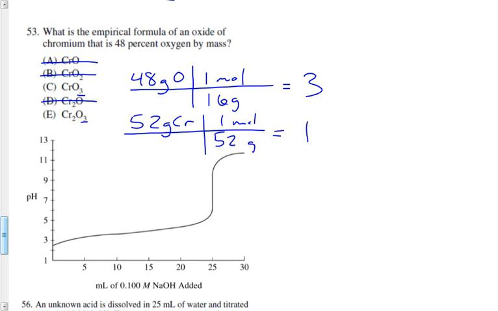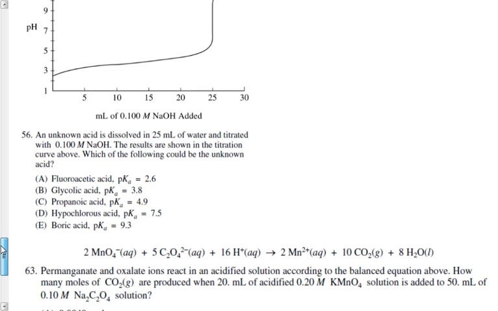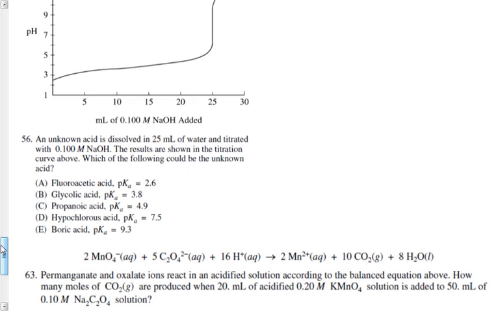This one I hope you got all right. It says the unknown acid is dissolved, 0.1 molar, none of that matters. Results are shown in the titration. Which one of the following could be the unknown acid? How do you figure it out? They gave you pKa's. Where's the pKa on here? The middle of the flat area, correct? I go straight across. Got to be B. And they're not going to do like 3.8, 3.9, 4.0. So, do you get pKa? Flat area of the buffer region.